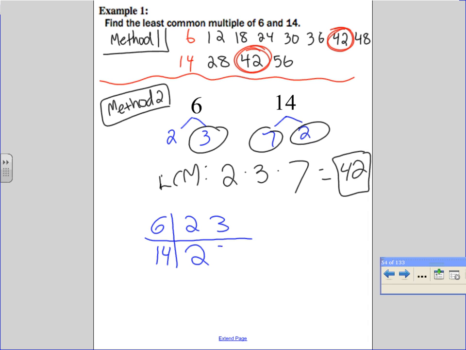Okay. And then you should circle the pairs and then circle the singles and then multiply them. But you don't multiply the two 2's together. Yeah. Take one of them. Okay, yes, that's perfect. That's a nice way to organize it instead of making a tree.